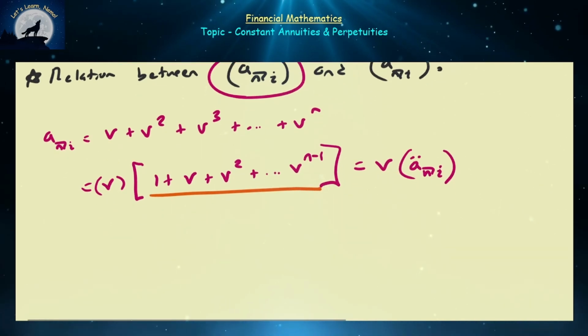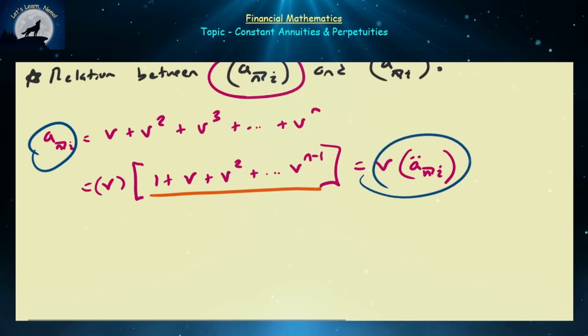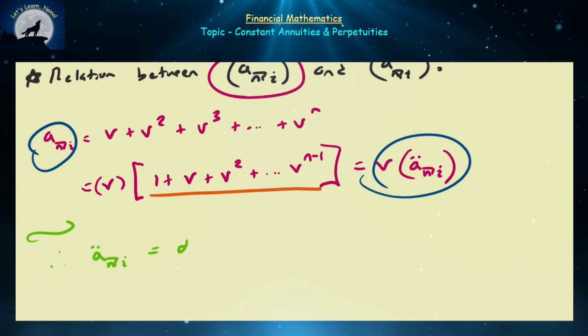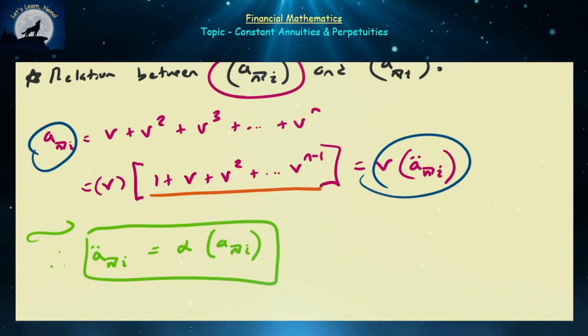So therefore, if a angle n at i equals nu times a double dot angle n at i, that means I can multiply both sides by alpha, and alpha times nu will be equal to 1. Then we can write that a double dot angle n at i, the present value of an annuity due, will just be equal to the pushed forward version of the present value of an annuity immediate. So we get this very interesting property. That's for annuities due.